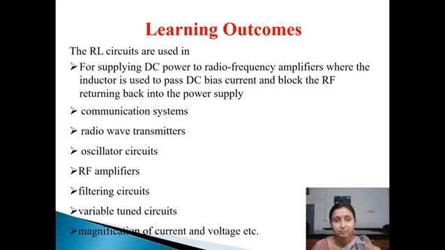Learning outcomes. LR circuits are used in DC power supplies to radio frequency amplifiers, where the inductor is used to pass DC bias current and block the RF from returning back into the power supply. Communication systems, and this LR circuit is also used in radio wave transmitters, oscillator circuits, RF amplifiers, filter circuits, variable tuned circuits, and magnification of current and voltage, etc.